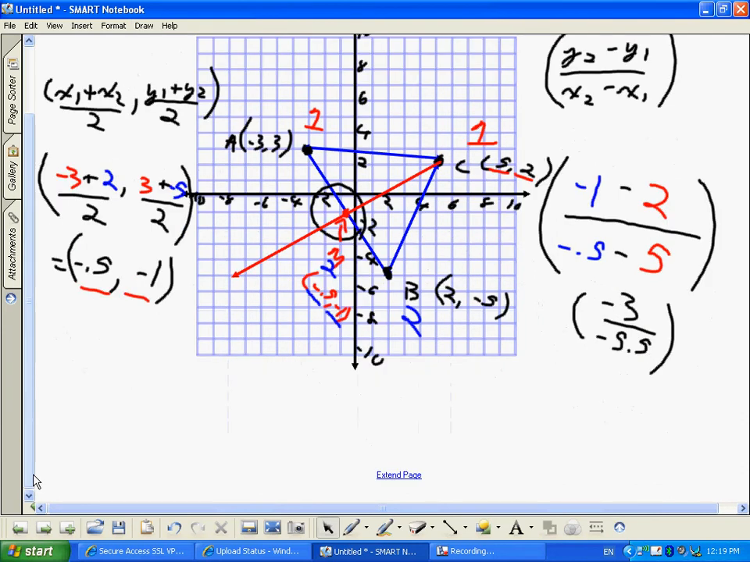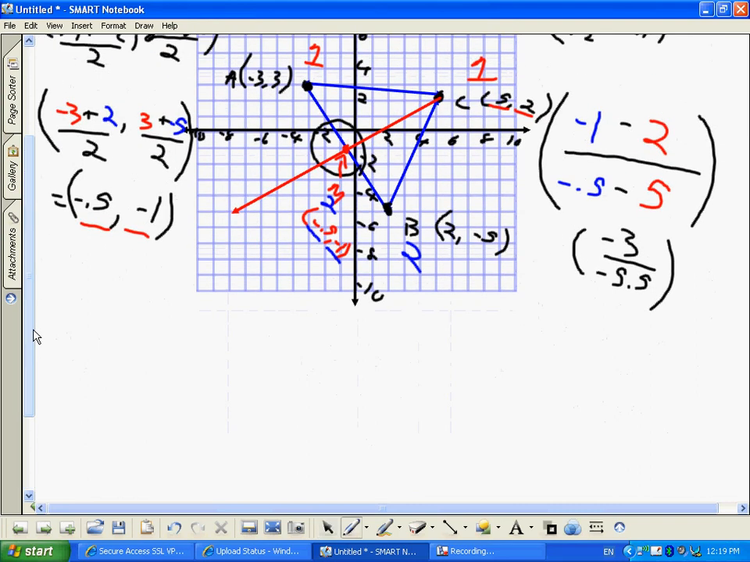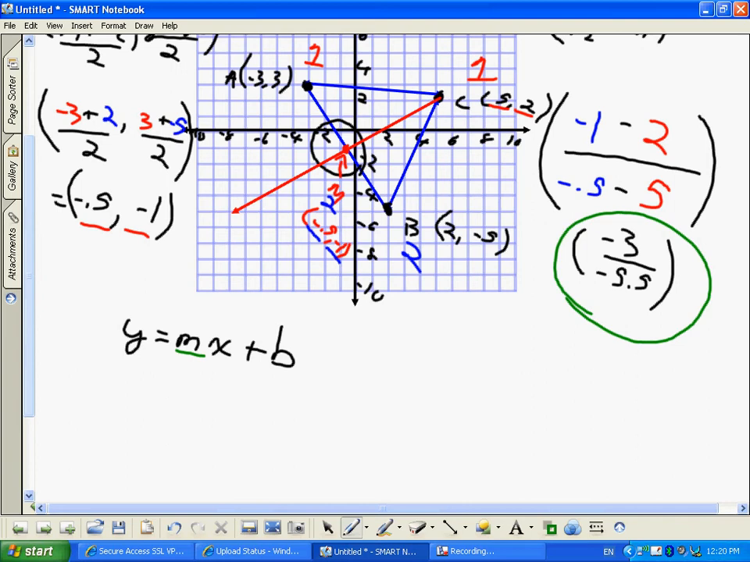But in order to find the equation of our new line, remember we dealt with equations of a line, y equals mx plus b. Okay? M deals with our slope. And we know this is our slope here, -3 divided by -5.5. I can change that into a nicer fraction. If I double it, it'll become -6 over 11.